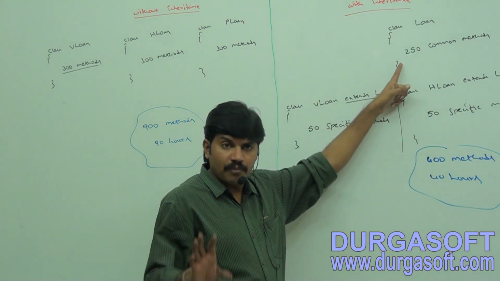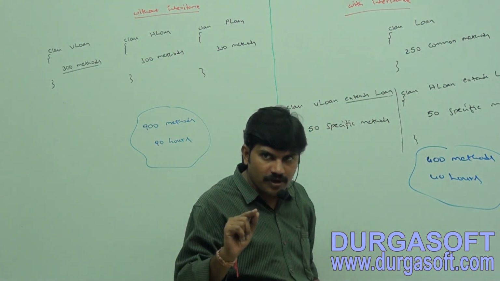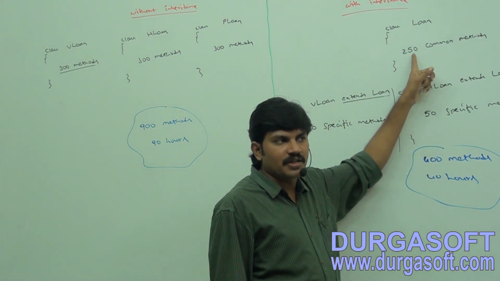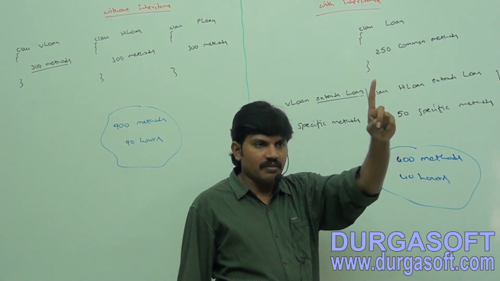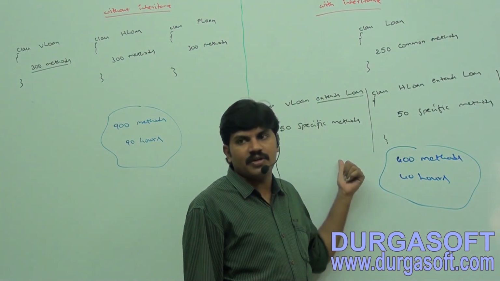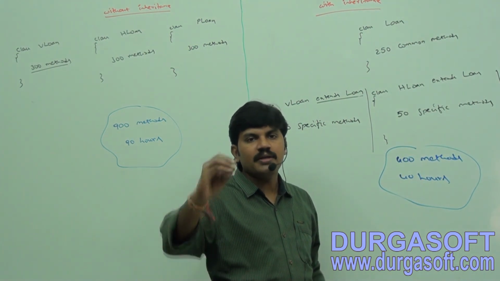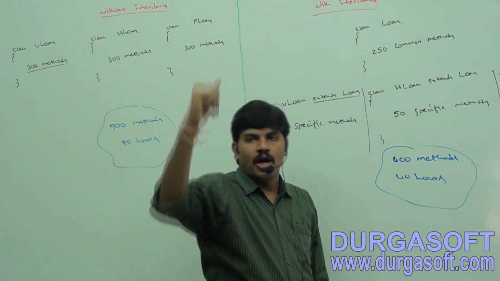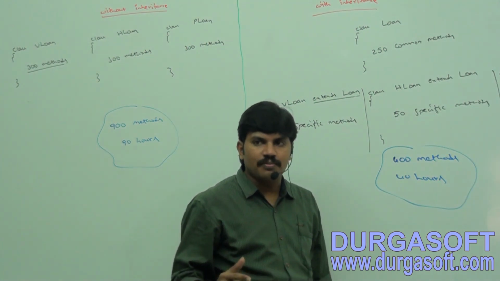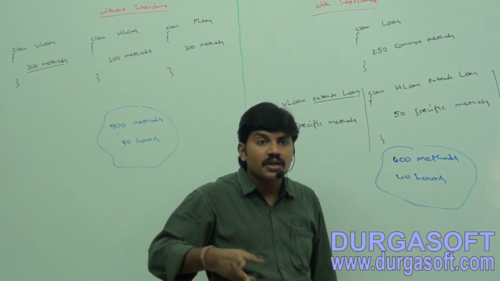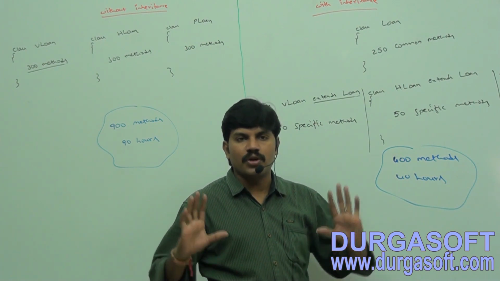So are you seeing practically what code reusability is? Here, how many times am I writing the 250 common methods? One time. But how many times am I using them? Here one time, here one time, here one time, which is nothing but 3 times I am using them. Write once in the parent, and automatically you can reuse that method in any child without rewriting. This is the concept of code reusability, right?